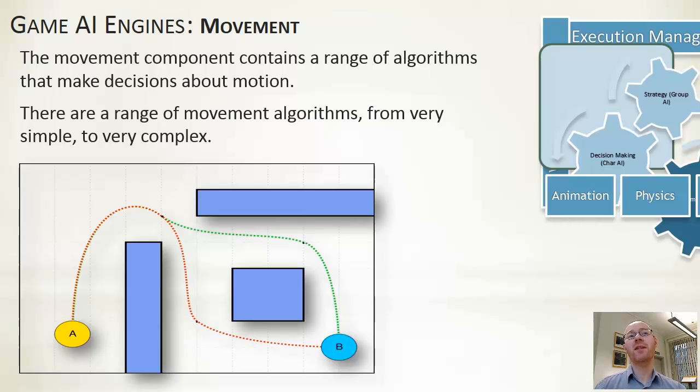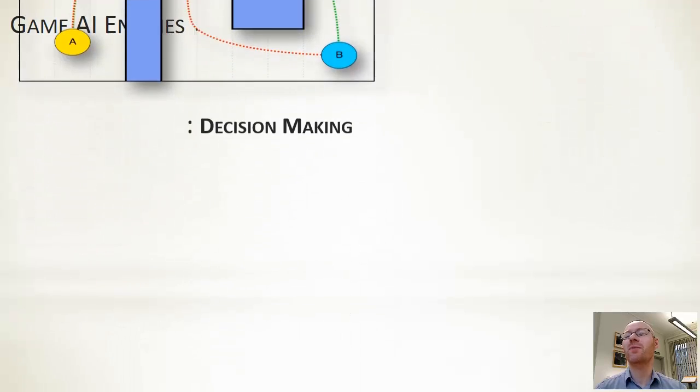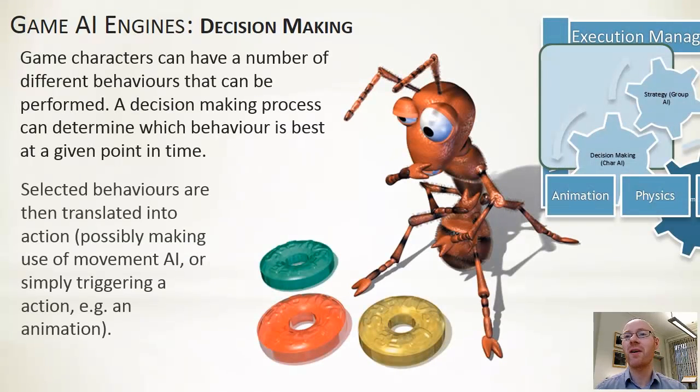So movement is one of the bottom level ones. There you've got a whole range of algorithms that make decisions about how an object can move around within its environment. We're going to look at quite a few of these. A lot of them are actually quite simple individually, but there's lots of nice ways they can be combined together to give fairly sophisticated forms of movement.